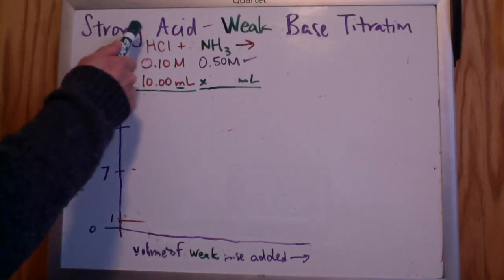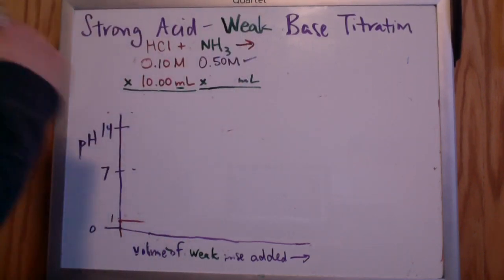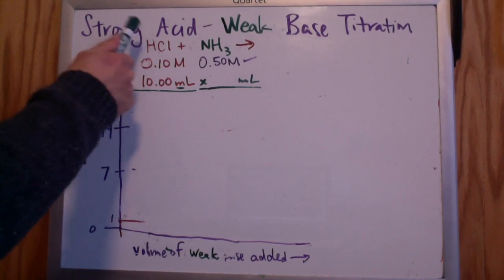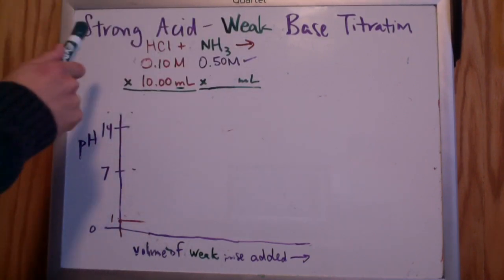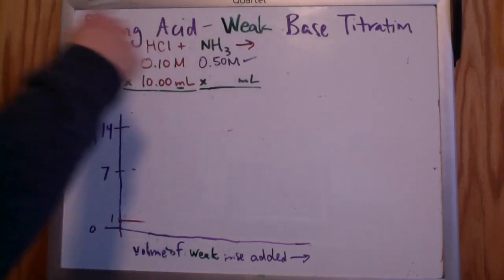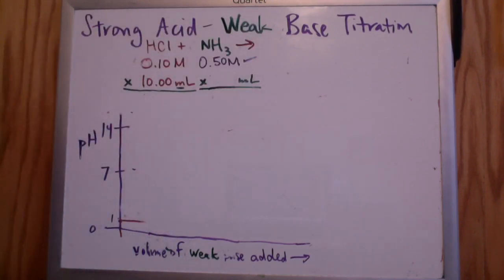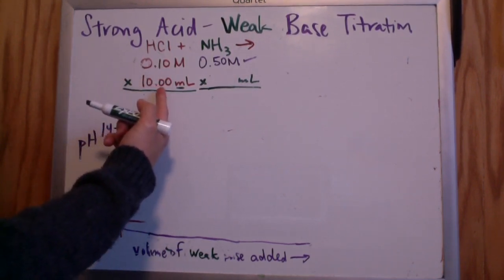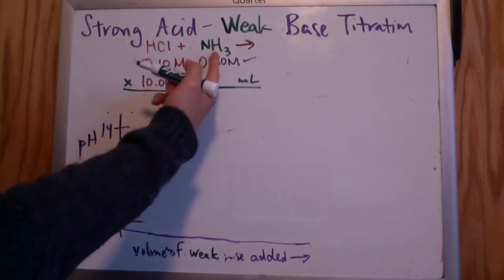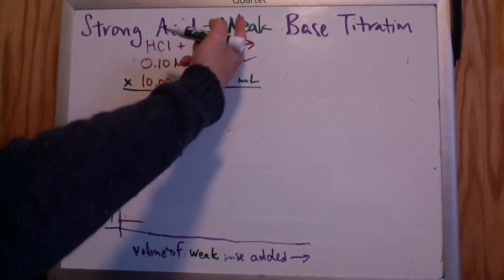Yesterday we looked at a strong acid and strong base titration. Today we're going to take a look at a strong acid and a weak base titration. And then you can also apply this to a weak acid and strong base titration. So here we have a strong acid, just like we had yesterday, hydrochloric acid, with the same concentration and the same volume. Here I substituted in ammonia, which is a weak base.